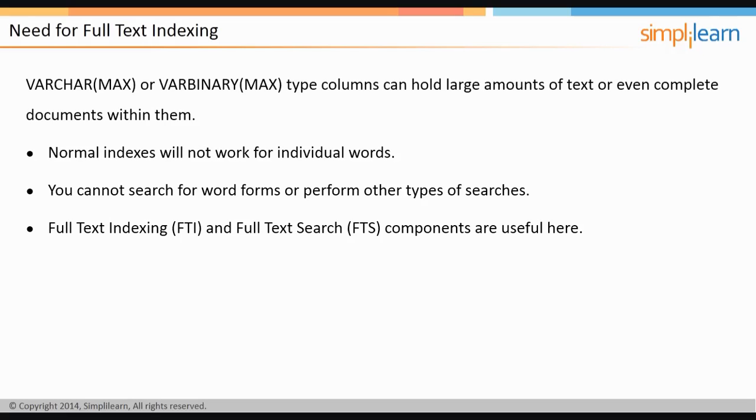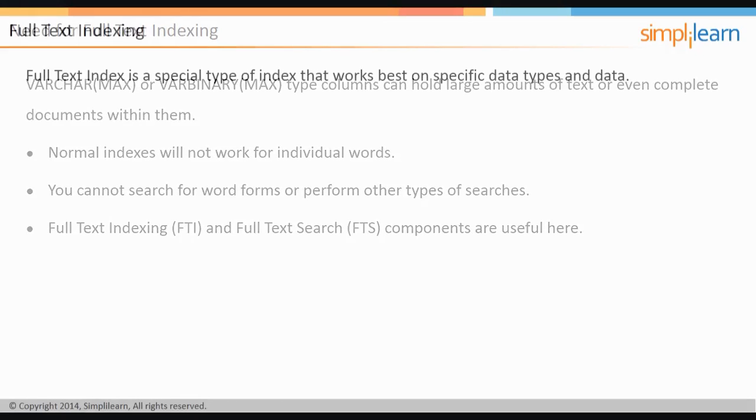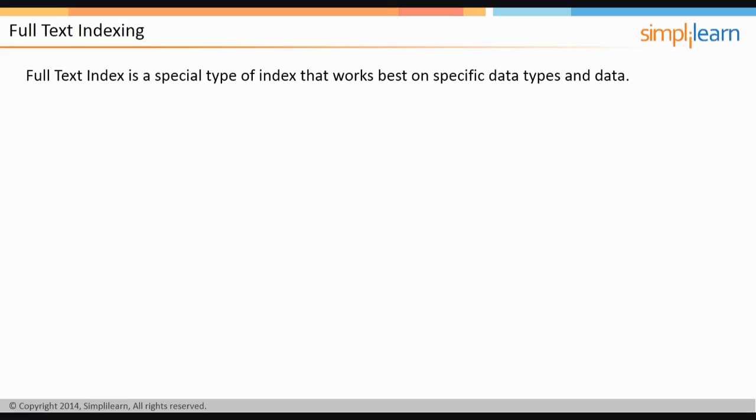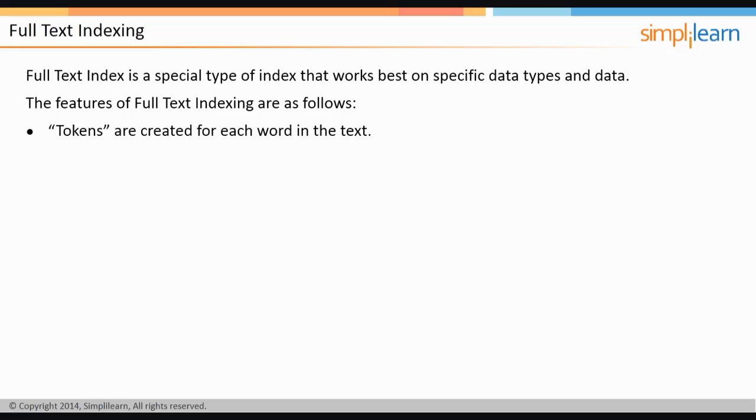In the next screen, we will learn more about full-text indexing. Full-text index is a special type of index that works best on specific data types and data. It is usually used on large text columns, such as varchar(max), nvarchar(max), and varbinary(max), and their older equivalents, text, ntext, and image columns. FTI allows indexing of individual words within the column data instead of the entire column in one go. This is done by parsing the data within the column for each row and creating tokens for each word.